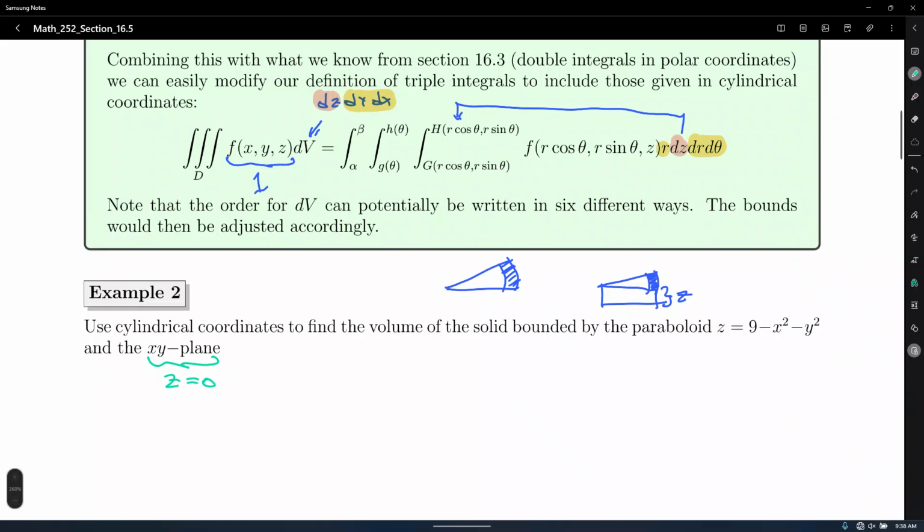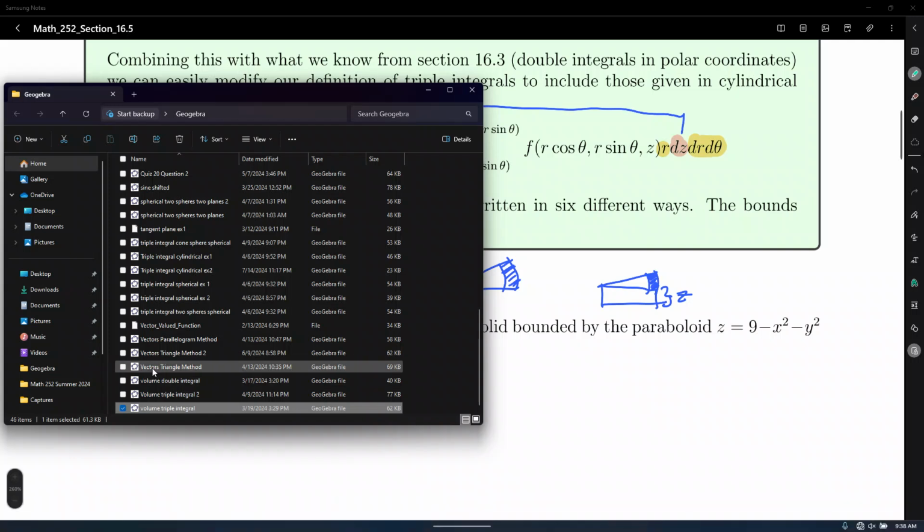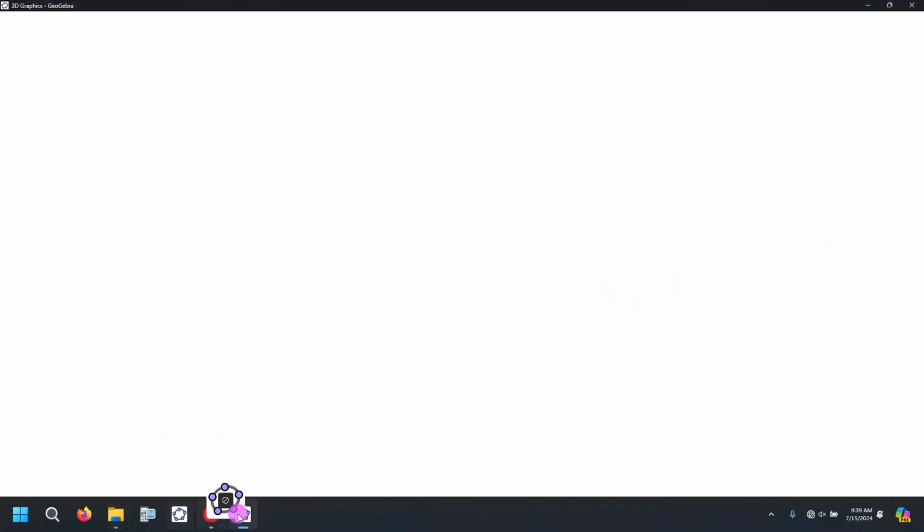9 minus x squared minus y squared, look at the signs of the square terms. That would look individually like parabolas. If we were to get the traces, upside down parabolas with the vertex at (0, 0, 9), right? I believe though I have a GeoGebra solid here. Okay, yes, cylindrical, example 1. There you go.